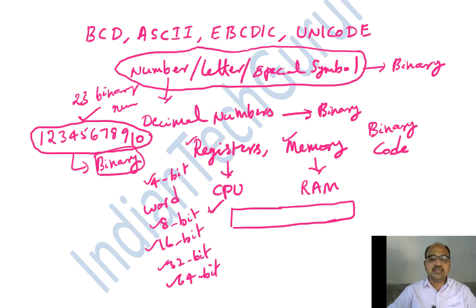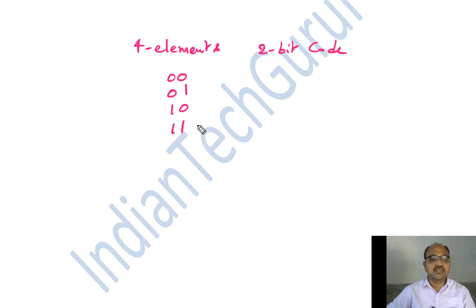So how we are going to do is very simple. For example, if I want to store 4 elements, then I need a 2-bit code. How? Let us see. So 4 elements means 0 0 the first element, 0 1 the second element, 1 0 the third element, 1 1 the fourth element. So to store these 4 elements, how many bit code I need? 2 bit code I need, because 4 can be represented as 2 square.